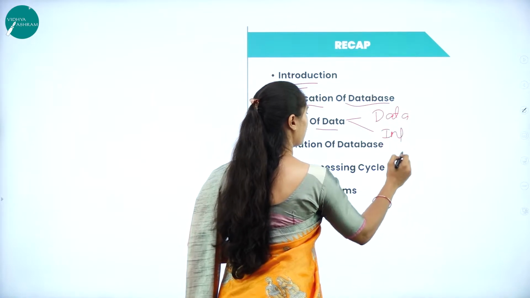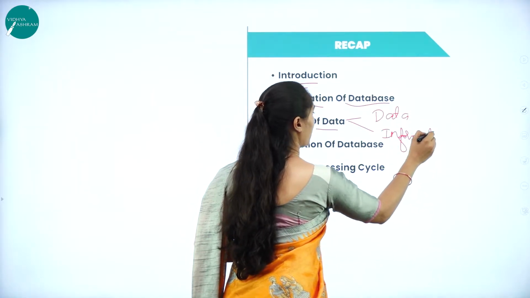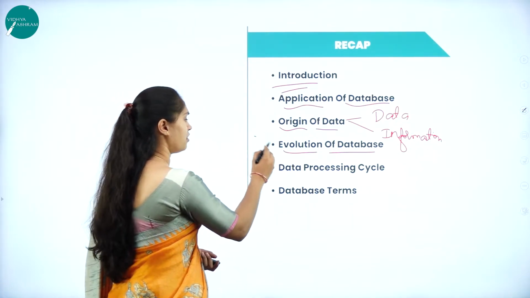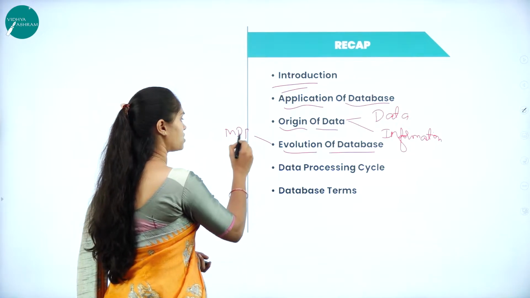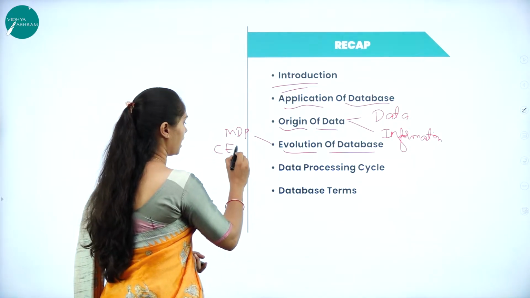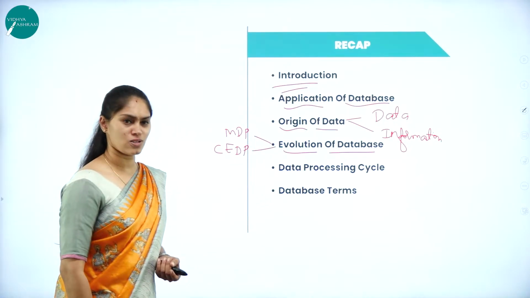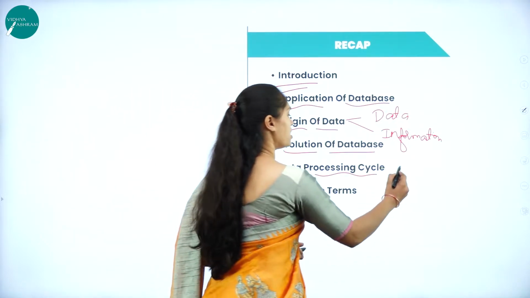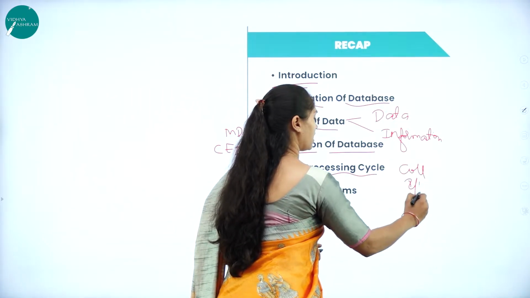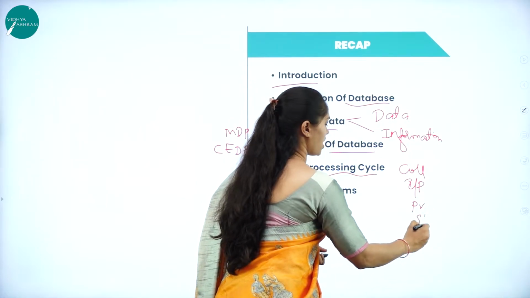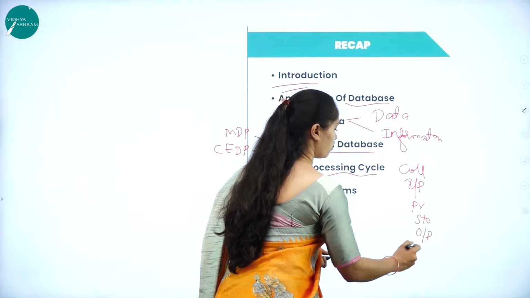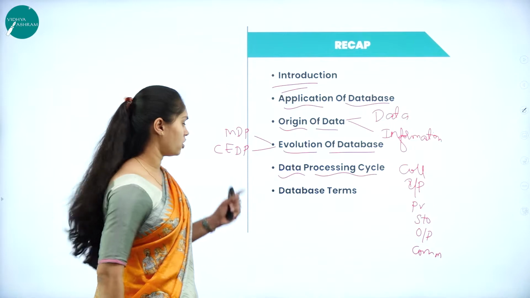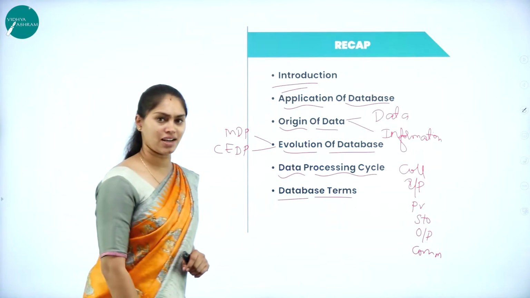So how we are going to get the data and information, and also we discussed the evolution of database. There we discussed the difference between manual data processing and electronic or computerized data processing, and also the data processing cycle. So we have to collect the data first, then take the input for the data, then processing has to be done, storage takes place, then we do the output. Along with that, it has to be shared. So that will be considered as what? Communication.